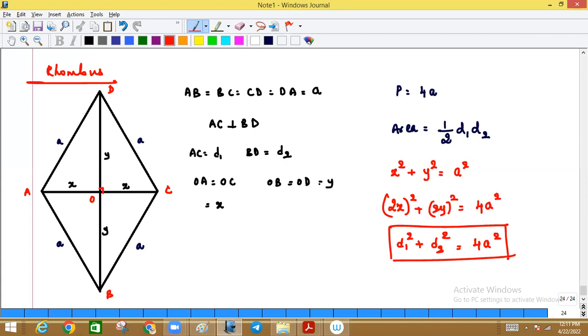If one diagonal and one side is given, you can find the other diagonal by using the formula D1 square plus D2 square is equal to 4A square. And what plays an important role? Obviously, the triplet plays a very important role. If you know the triplet, it's very, very easy. X, Y, and A always form a triplet. X square plus Y square is equal to A square. What is X? Half of diagonal 1. What is Y? Half of diagonal 2. How many triangles are there? 1, 2, 3, 4. All these 4 triangles have equal area.